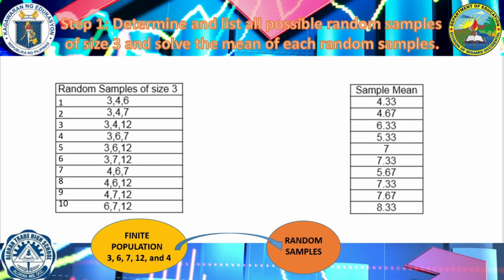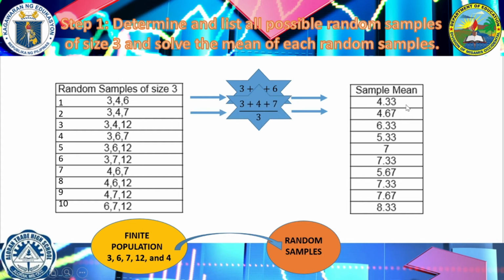Next is to get the sample mean. We will take the mean of each of these samples. So, starting from the first one, we have 3 plus 4 plus 6 divided by 3. The answer is 4.33. Then, the second is adding 3, 4, and 7 divided by 3. The sample mean is 4.67. Followed by the third, which is 3, 4, and 12 divided by 3. The sample mean is 6.33.